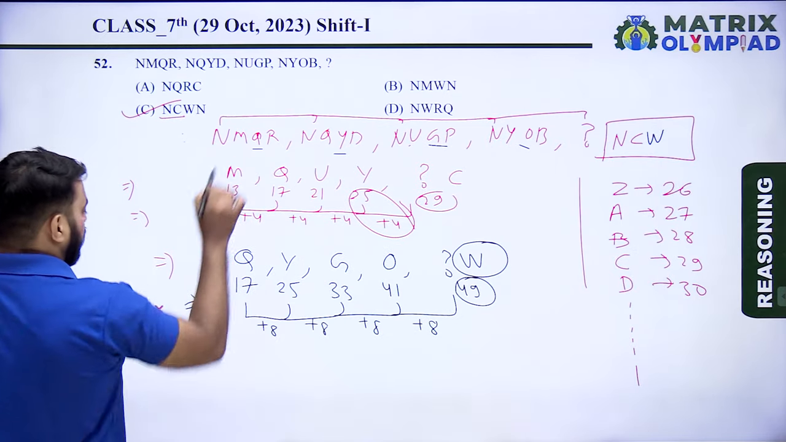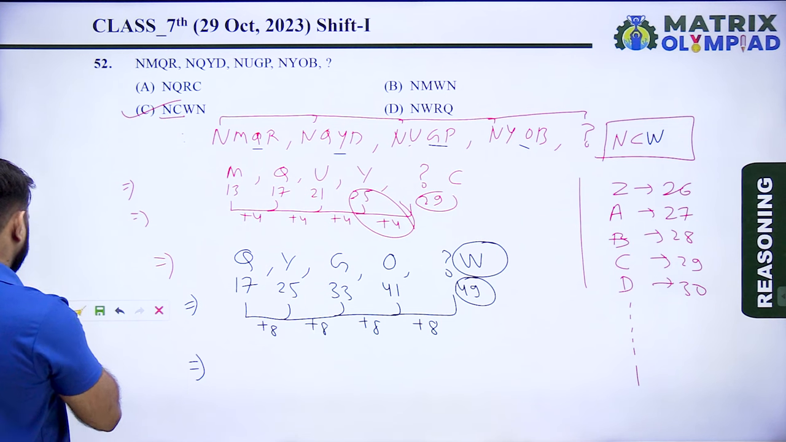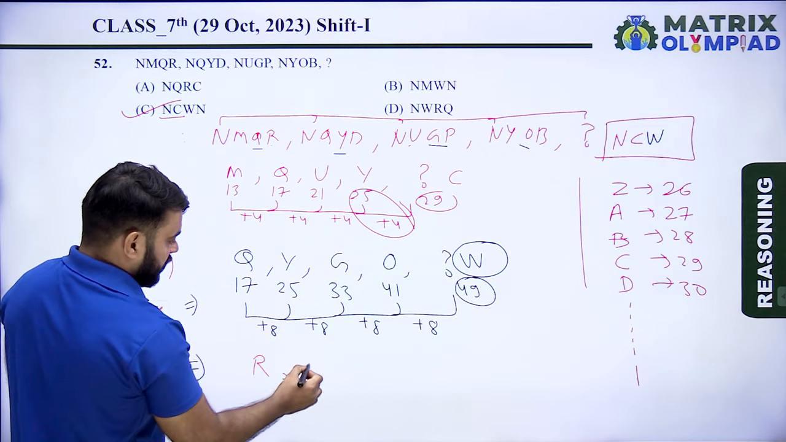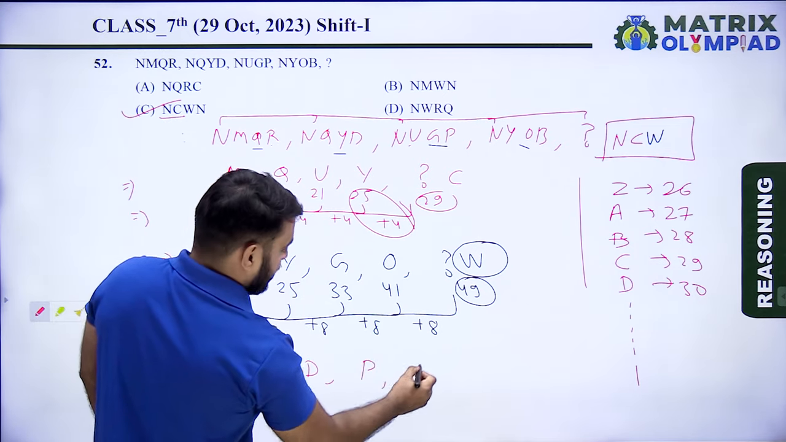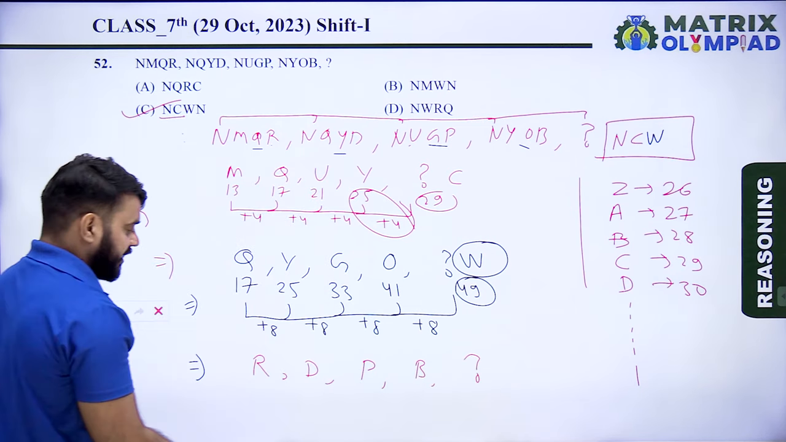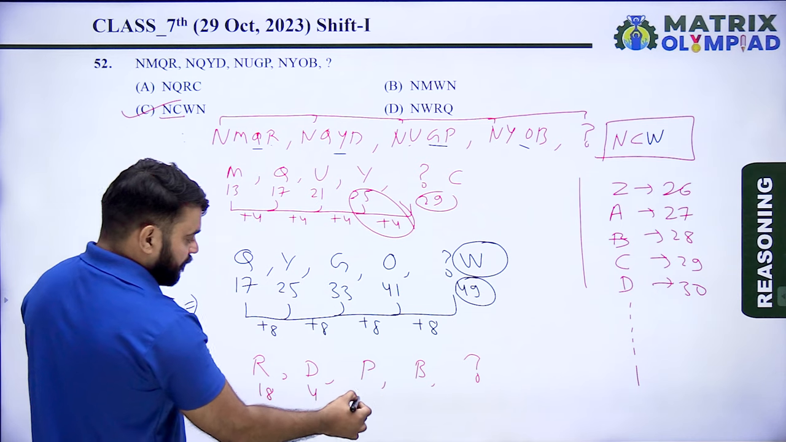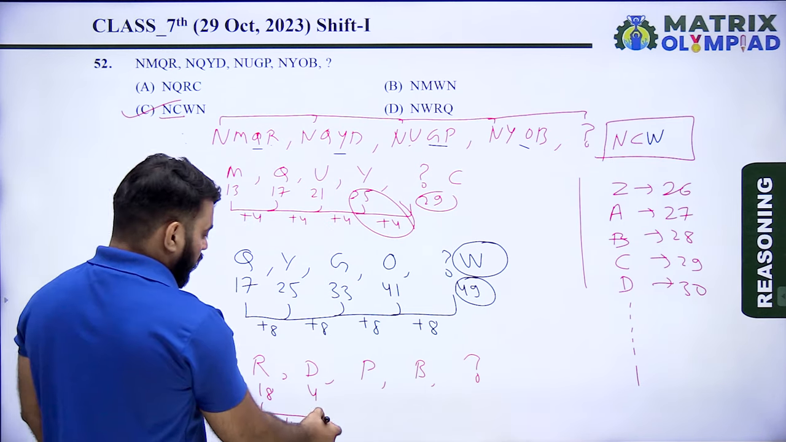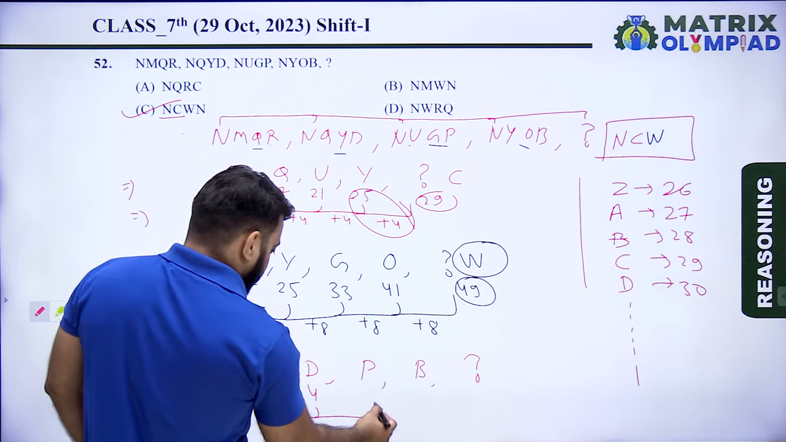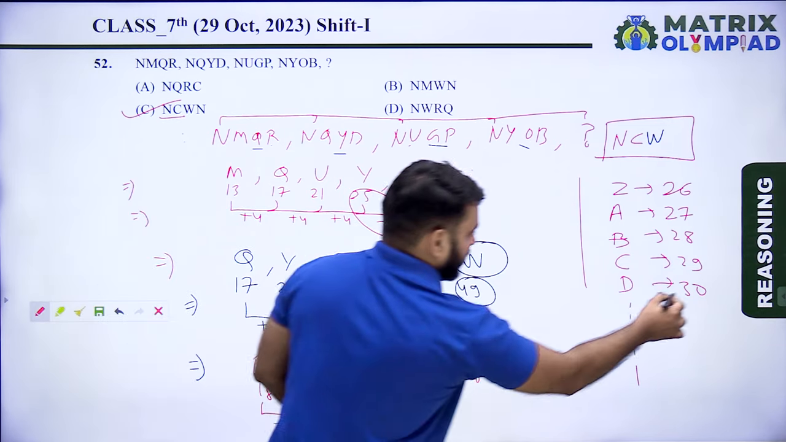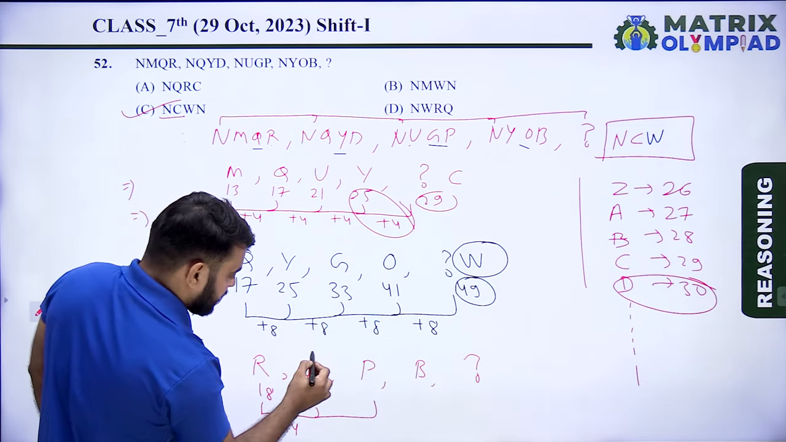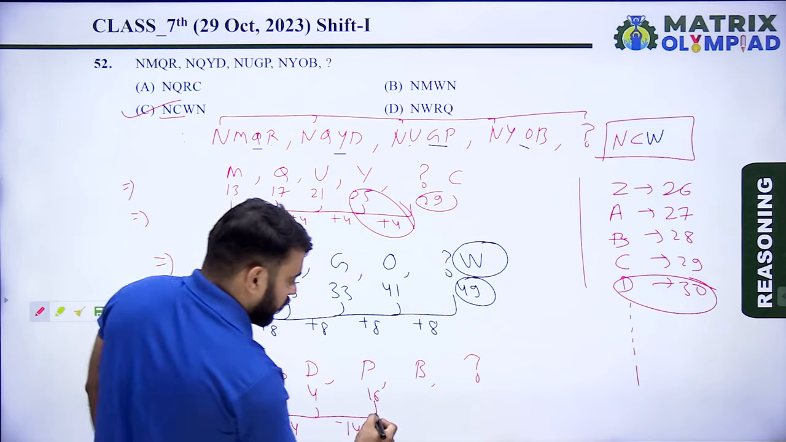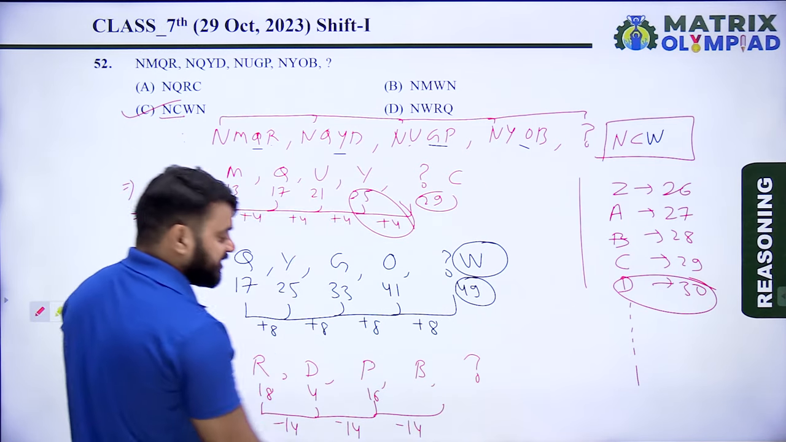Now taking the fourth alphabet. The fourth alphabets are R, D, P, B, and we find the missing alphabet. R means 18, D means 4. So 18 minus 14 is 4. Now D is also known as 30, so 30 minus 14 is 16. So 16 means P. And 16 minus 14 is 2, which means B.